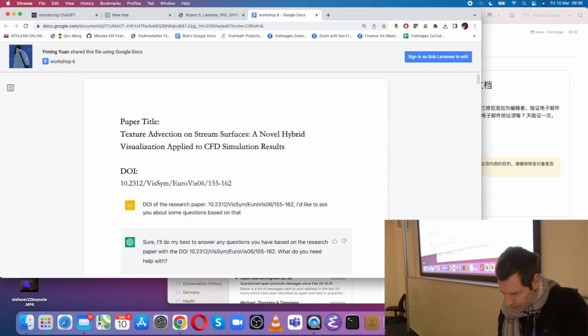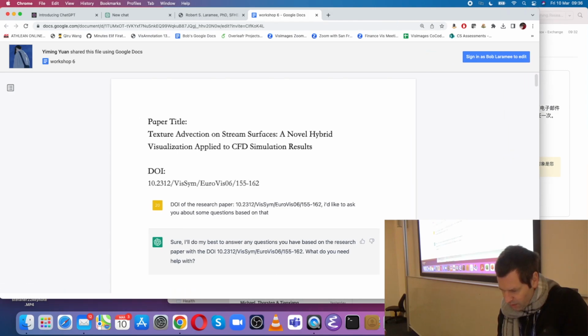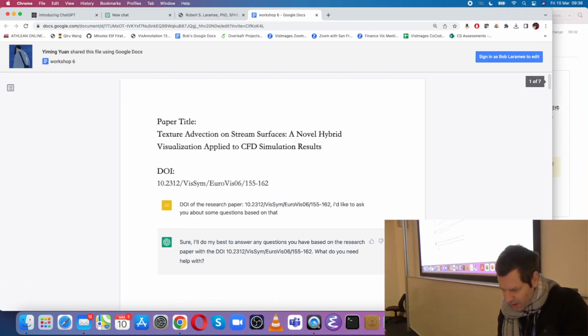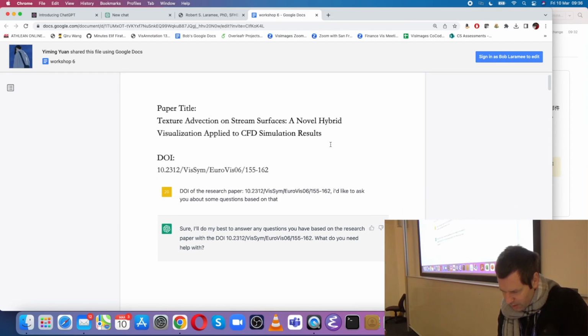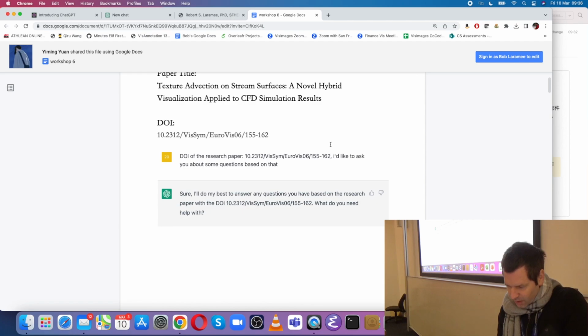Texture injection on stream services. Okay, so this is a pretty unusual paper, like the topic. The topic is very specialized. So this will be an interesting experiment.